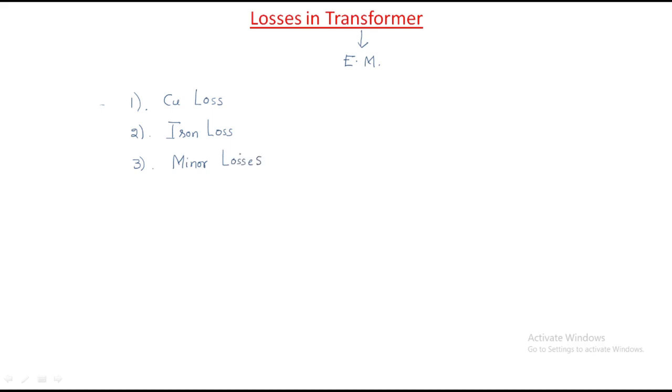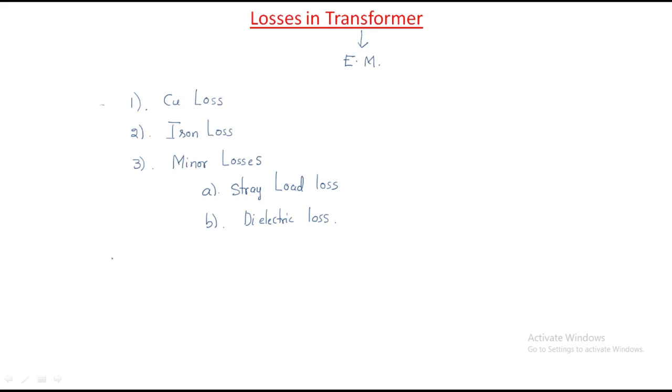In these minor losses, we have two losses. The first one is the stray load loss. The second one is the dielectric loss. These are the losses in our transformers. We will discuss each and every loss briefly in this session.